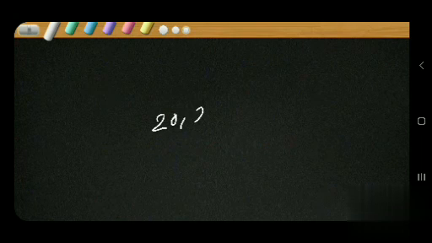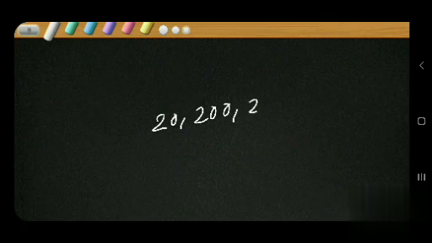Now let's discuss the multiplication of a given number by 20, 200, 2000, etc. Don't write anything, just listen carefully. Now we are going to discuss the multiplication of a given number by 20, 200, 2000, etc.